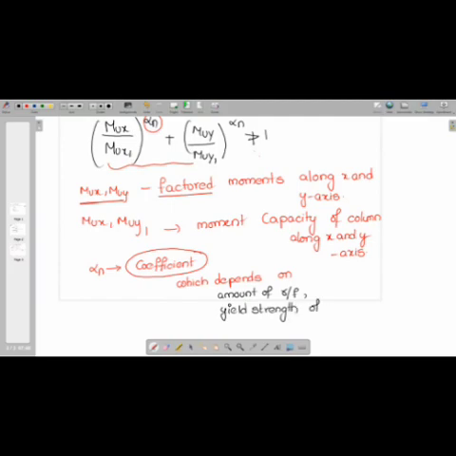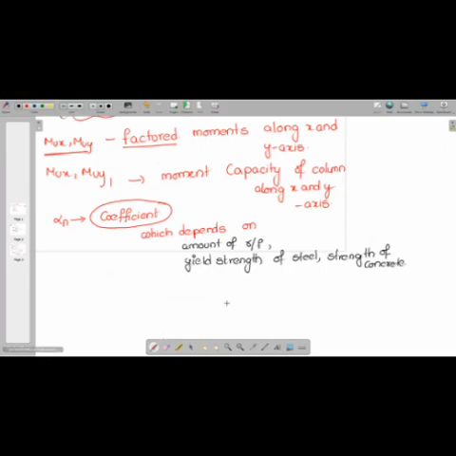Yield strength of steel. Okay, next, strength of concrete. One is the amount of reinforcement. Second one is the yield strength of steel. And the third one is the strength of concrete. And the other thing we have is the cross-sectional dimension.